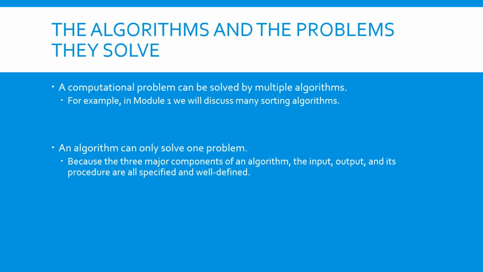Finally, I would like to clarify the relationship between algorithms and the problems they solve. First, one problem can be solved by many different algorithms. For example, we know that many sorting algorithms exist. On the other hand, one algorithm can solve only one problem. This is because the input, output, and procedure of the algorithm are all specified and well defined. Therefore, it cannot be used to solve a different problem.